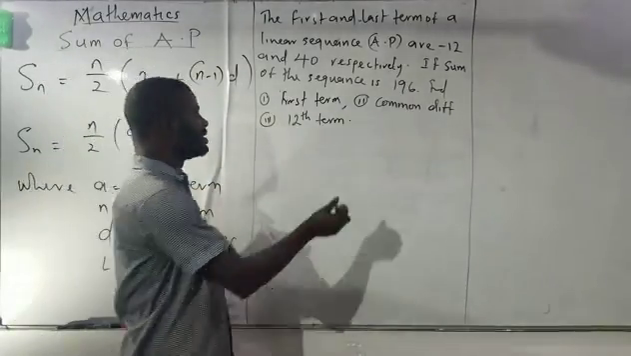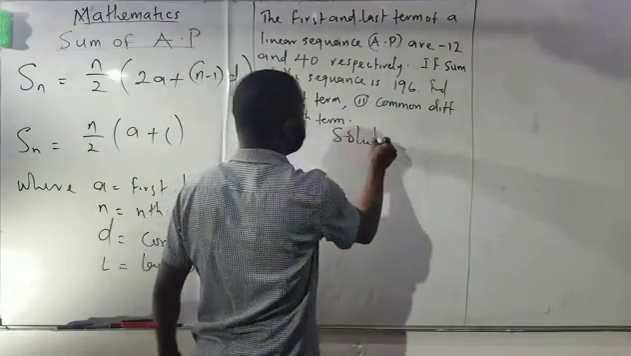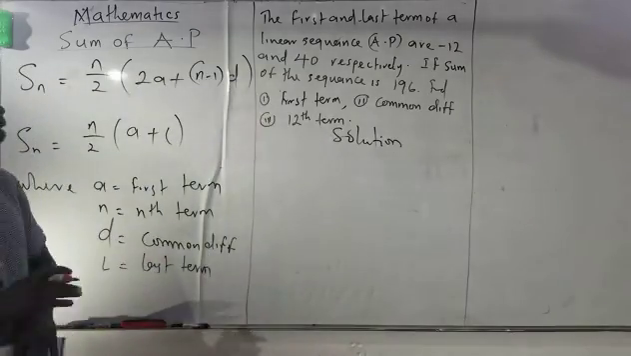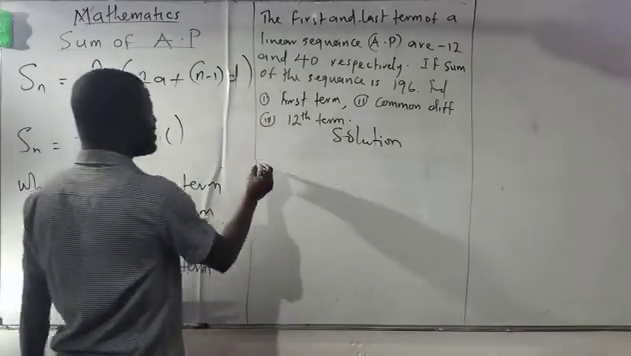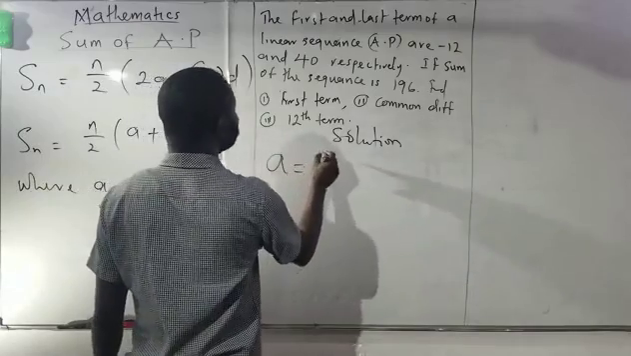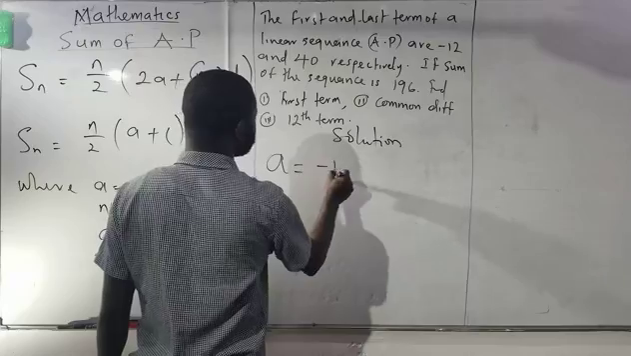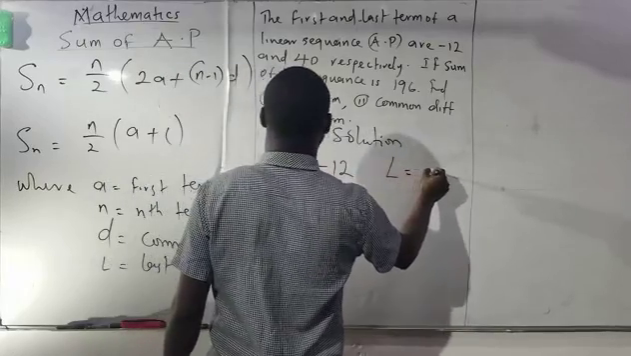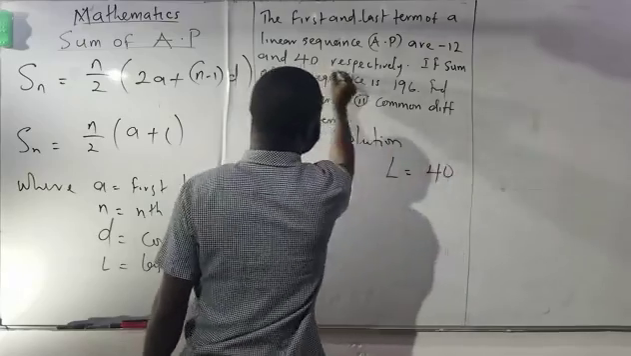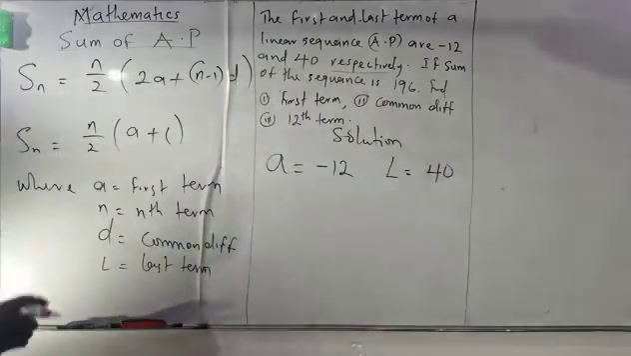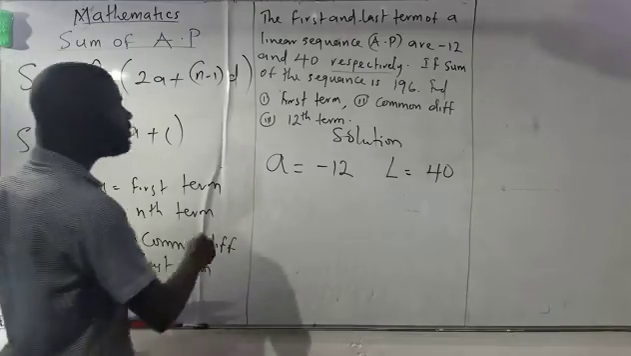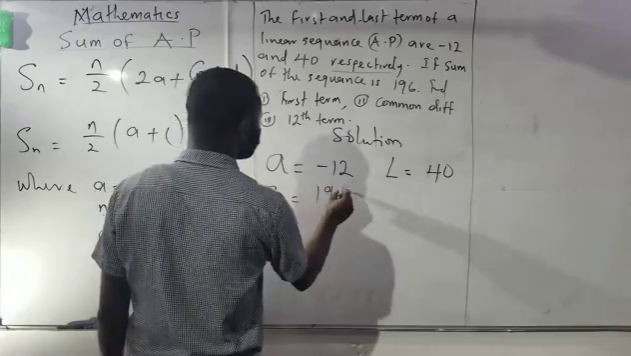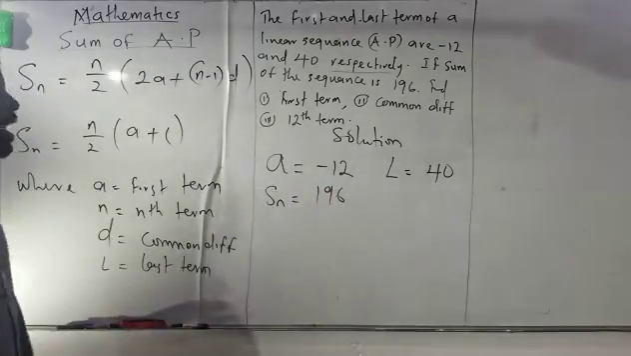Now, look at this. It's a very simple problem, which you can solve without any stress. The first thing I need to understand here is that my first term, which is known as a, is minus 12, and the last term is 40, respectively. The next thing: the sum is 196. Now, you are asked to find the values.